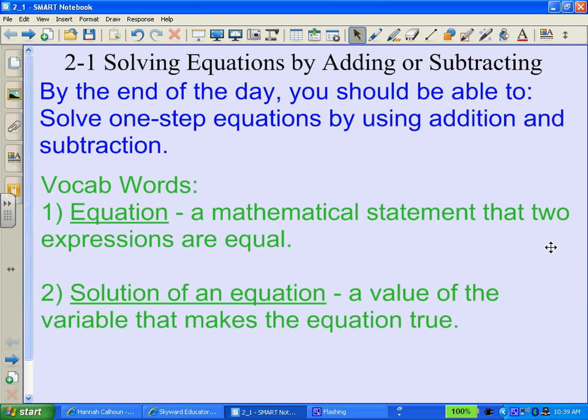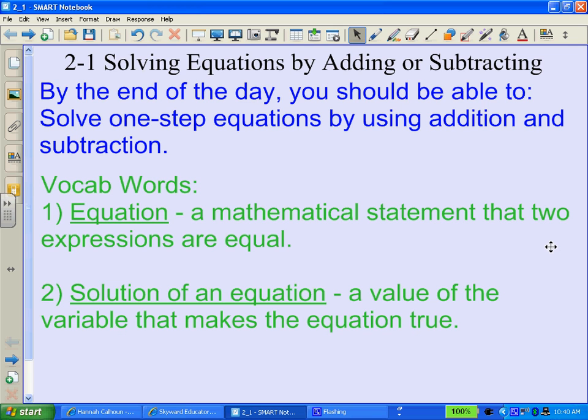We are on to Chapter 2, so we get to talk about equations. Chapter 2 is all about equations, so you probably get tired of these, but this is where we start. The basics begin today: solving equations by adding or subtracting. Hopefully by the end of the day you will be able to do just that. We're going to start with just one-step equations, and as we move through Chapter 2, we'll get through two-step, multi-step, and all that good stuff.